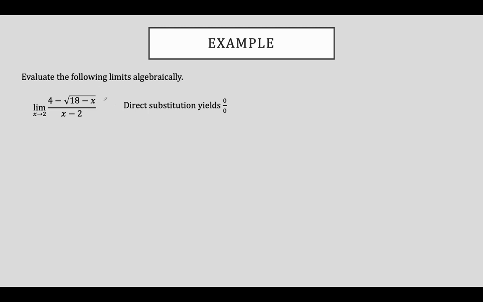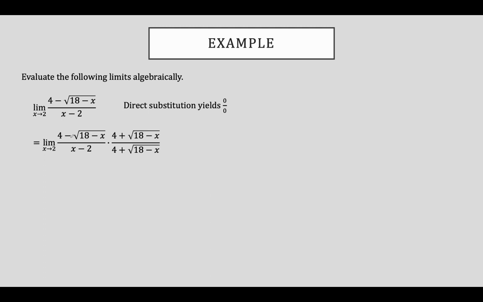Again, we see square roots, and square roots tells us to rationalize. We want to rationalize the numerator here. To rationalize the numerator, we are going to multiply the numerator and denominator by the conjugate of the numerator, meaning we change the sign in between our two terms of the numerator. We are multiplying by (4 plus root 18 minus x) divided by (4 plus root 18 minus x).